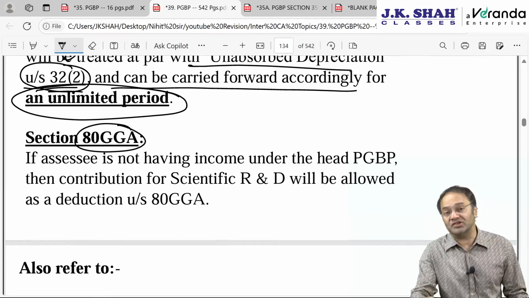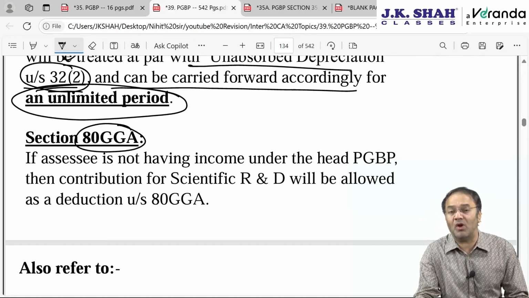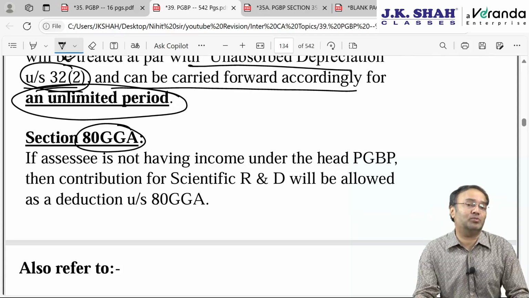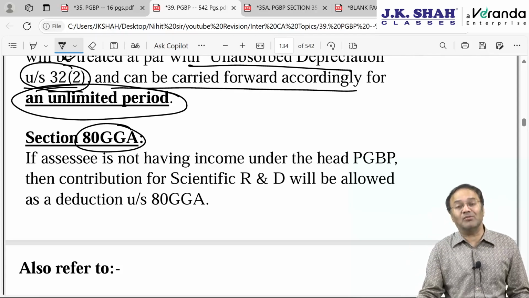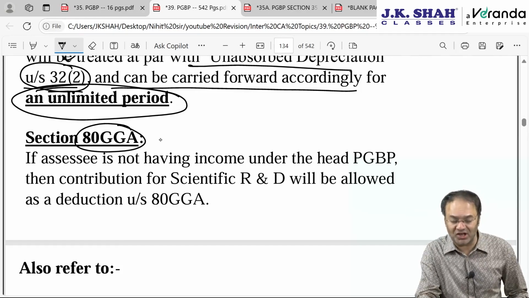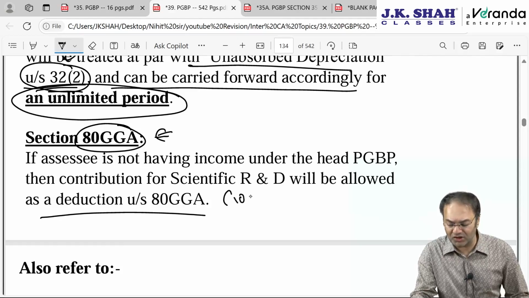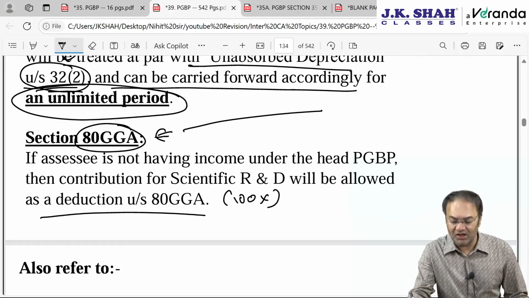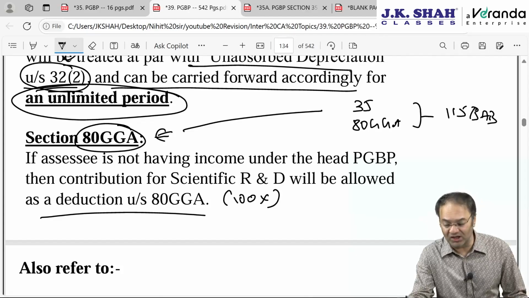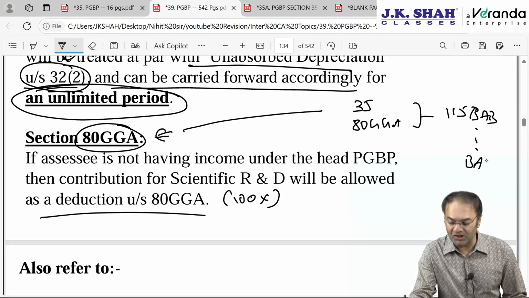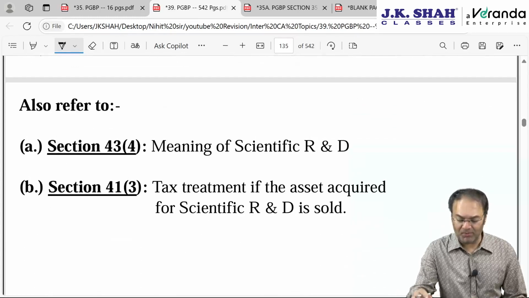80 GGA. Now, the section 35 deduction is allowed only to those people who have PGBP income. What about those people who don't have PGBP income and are contributing to IIT or National Laboratory, etc.? Then they will get deduction under chapter 6A under 80 GGA. 80 GGA, 100% will be allowed as a deduction. However, 80 GGA as well as section 35, most of them are not allowed for those who have opted for 115 BAA, BAB, BAC, BAD, BAE. Those people till BAE, these people cannot claim. What they cannot claim, I will tell you.